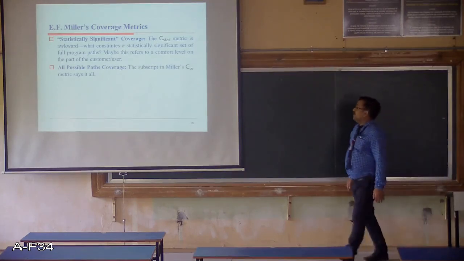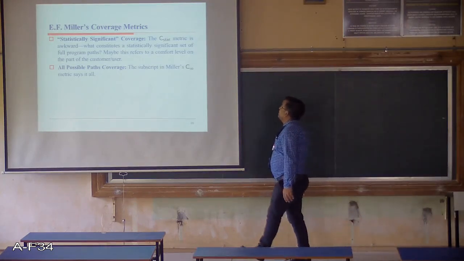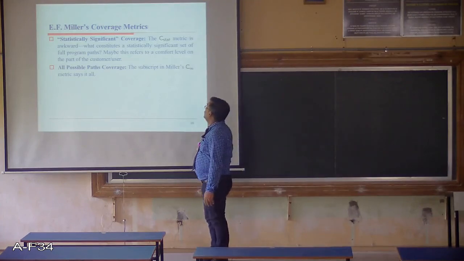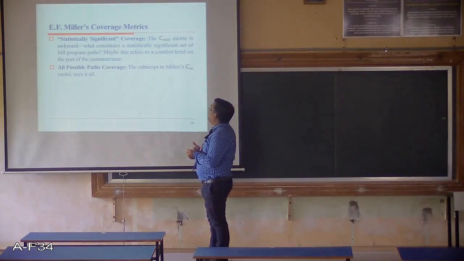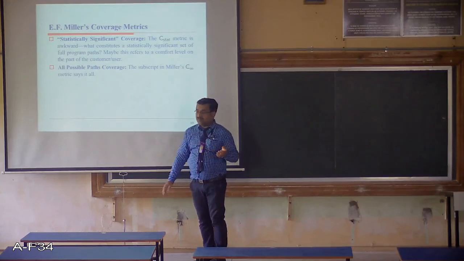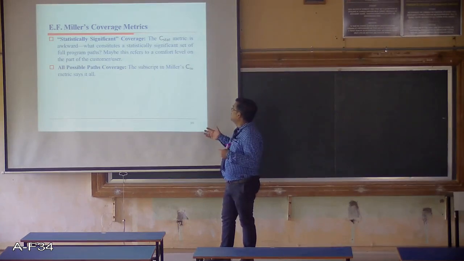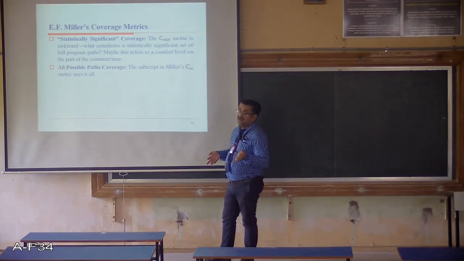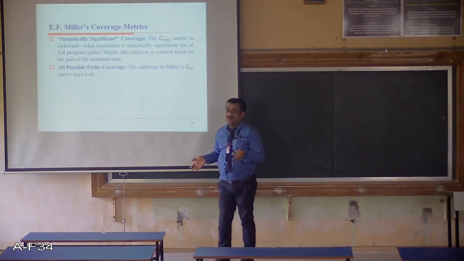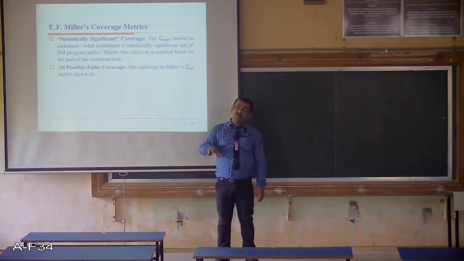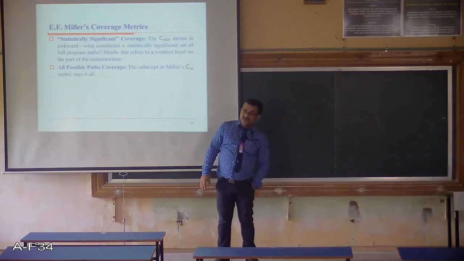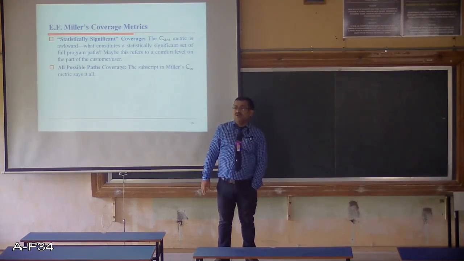So Miller's coverage matrix also includes 2 other parts. One is C-state, another is C-infinite. C-state means that it constitutes a statistically significant set of full program paths. And all possible coverage matrix is basically all possible path metrics being used to have the coverage matrix. If our program covers all those Miller's coverage matrices, then obviously our program is foolproof.